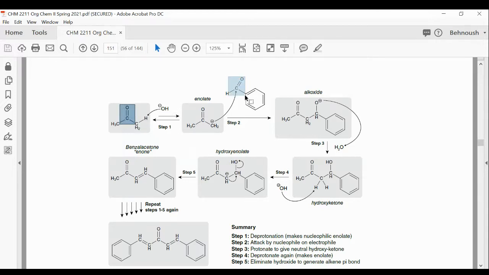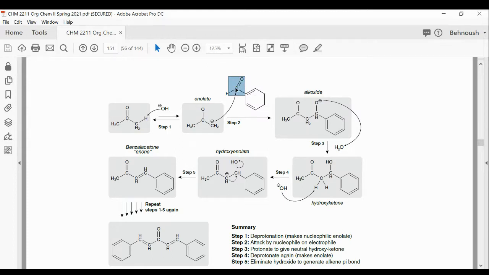Benzaldehyde, the CO double bond from benzaldehyde, it shows a peak between 1680 to 1700. Okay. So it's going to show a peak between 1680 to 1700. Why does the location of the CO double bond change going from acetone to benzaldehyde?